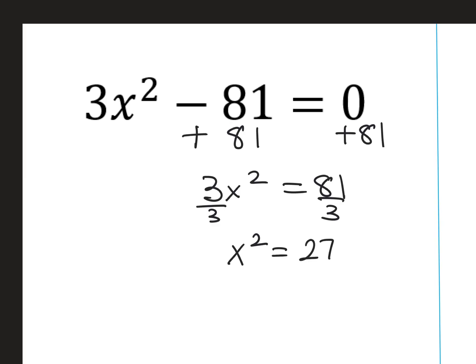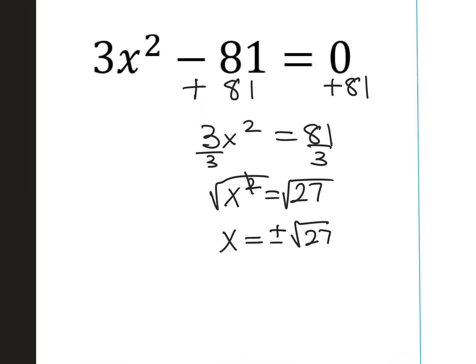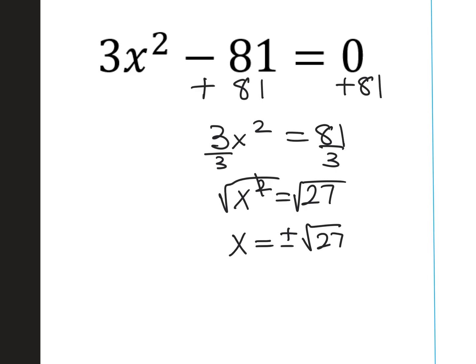So what do I do now? Square root. Remember, square root gets rid of a squared. Whatever I do to one side, I do to the other. And it is plus or minus the square root of 27. But you might want to make it into a decimal, round it to, say, the nearest hundredth. So you just put it in the calculator. In this case, rounding to the nearest hundredth gave 5.20 or -5.20.